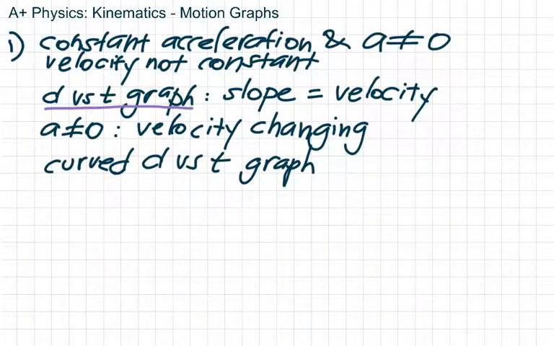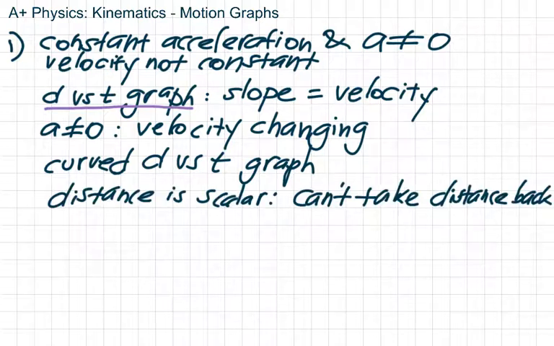Now looking at my answer choices, the question says, what's the D versus T graph that shows this constant acceleration? And I can see that there are two graphs that are curved, either choice 1 or choice 3. But I can see that it's a distance graph, and you can't take distance back. Like if you look at choice 3, you start off at 0 distance, and then you start to increase your distance, and that's fine. But then the line comes back to 0 distance? You can't do that with distance. You can do it with displacement, but not distance. So it has to be choice 1.